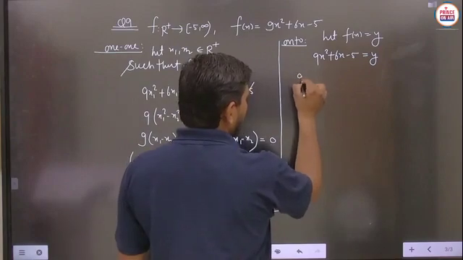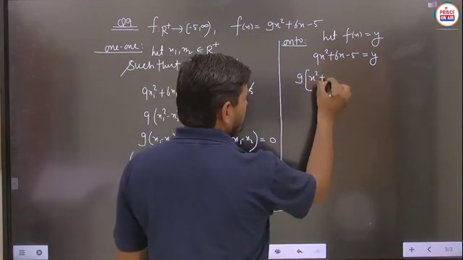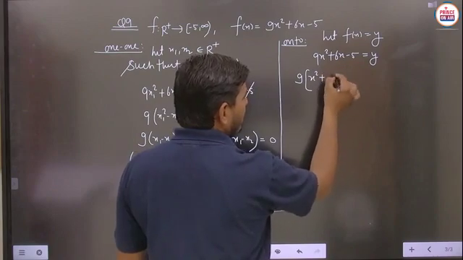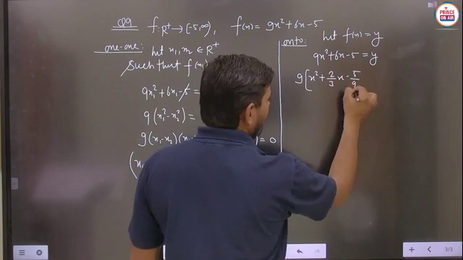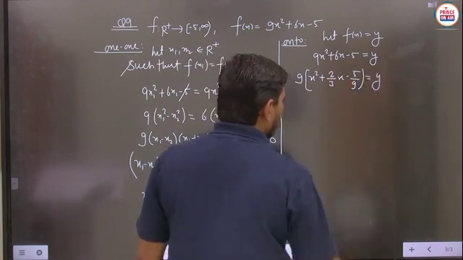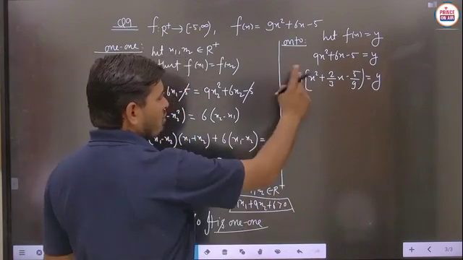First of all we have to make the coefficient of x square as 1. So x square, this will be 6 by 9, written as 2 by 3x, and this will be 5 by 9, and this will be equals to y. So basically we have to take the 9 as common to make this coefficient as 1.